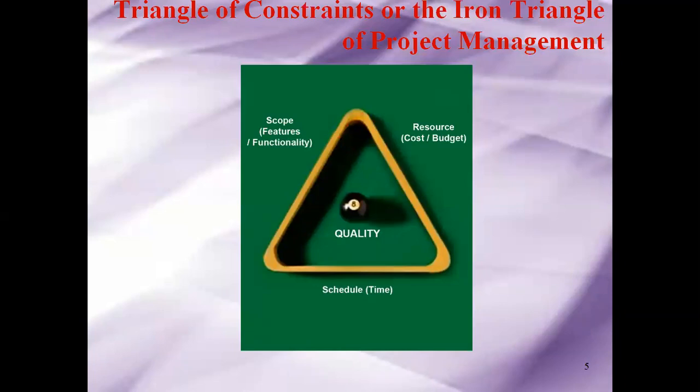The cost and budget could also be something which is increasing or decreasing. The scope increases, the cost also increases. So it is directly proportional when you look at scope, resource, and time. So if scope changes, the time also gets affected. When all three are interrelated and they get affected, then your quality will be affected definitely. So that is how we are looking at the triangle of constraints, or the iron triangle of project management.